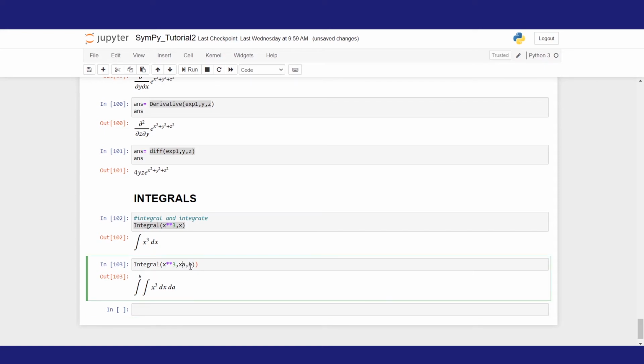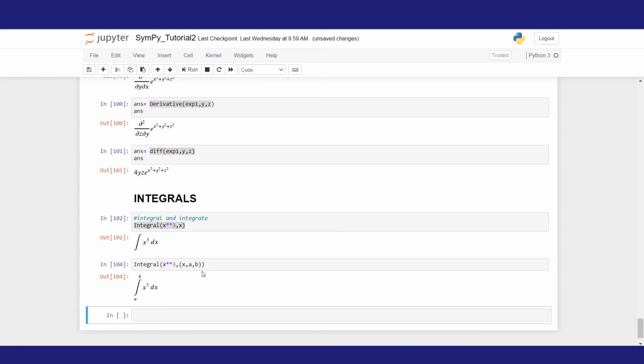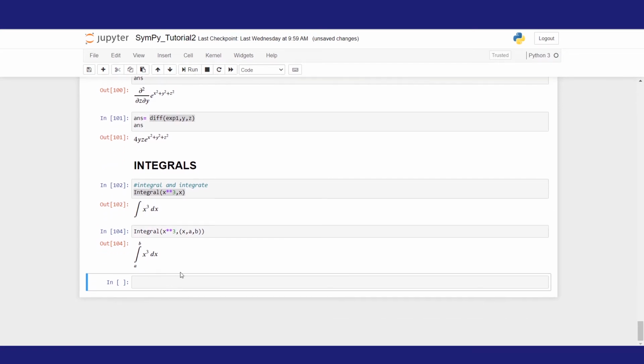So this is going to be x, a, b, and if we do that, we are integrating with respect to x from a to b. Let's say we wanted to integrate that function from minus infinity to positive infinity. We use oo to mean infinity, and minus oo to mean minus infinity.